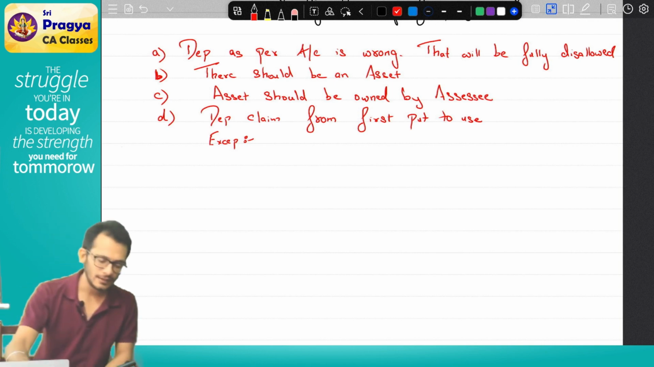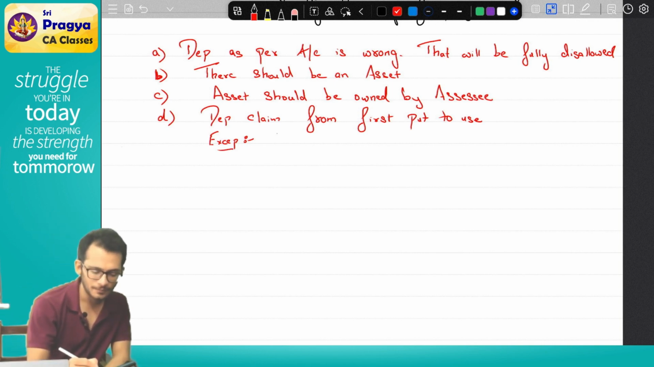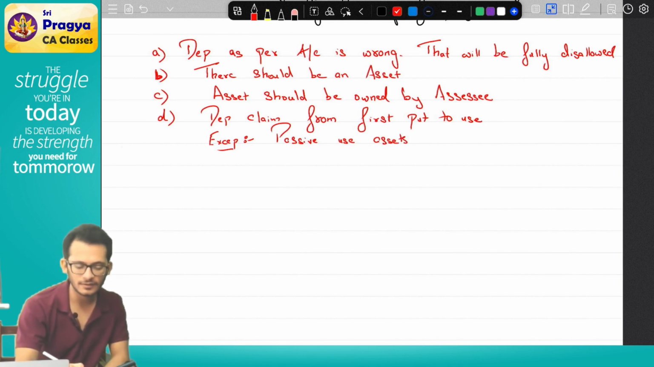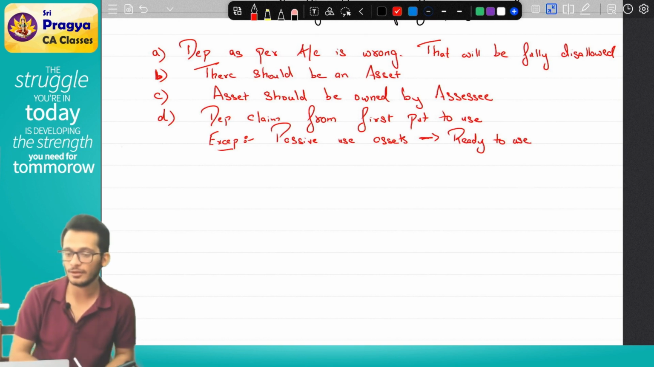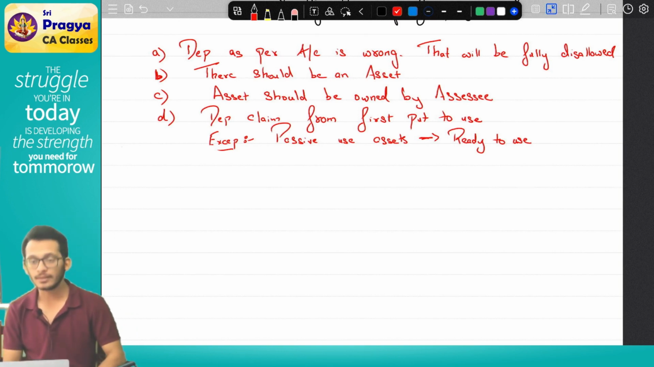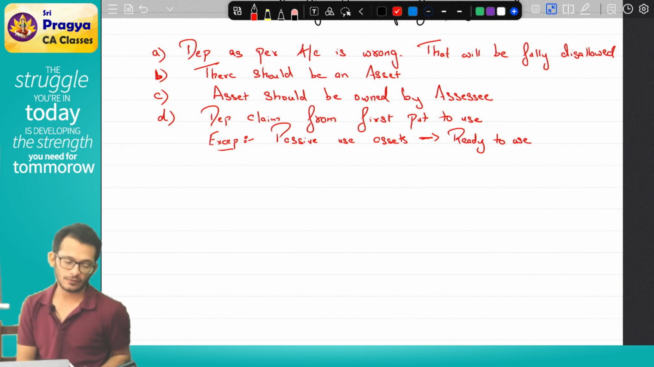Understood? Yes. So the exception says any kind of passive use assets. What assets? Passive use assets. You can claim depreciation on the asset from the date on which the asset is ready to use. Clear? Yes, this is what your 4 golden rules are.